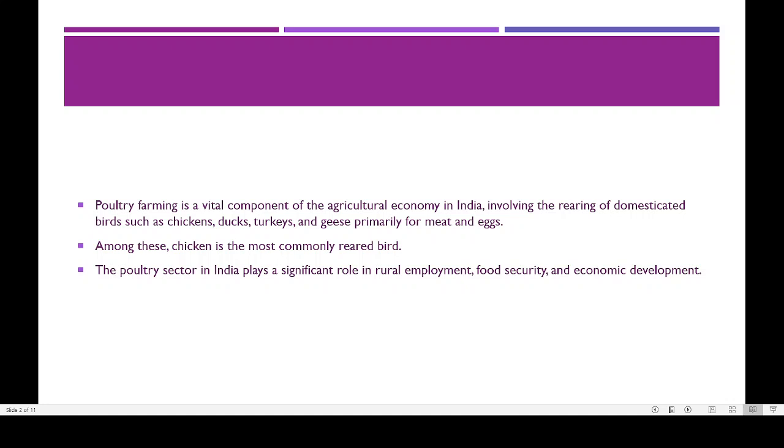Now, the importance of poultry farming is that it's very important for the agricultural economy of India. Because if you take India, the major contribution of India's wealth is actually coming from agriculture. And things like poultry farming, aquaculture, and cattle rearing are all playing a very important role in providing income to our farmers as well as most of the people living in villages.